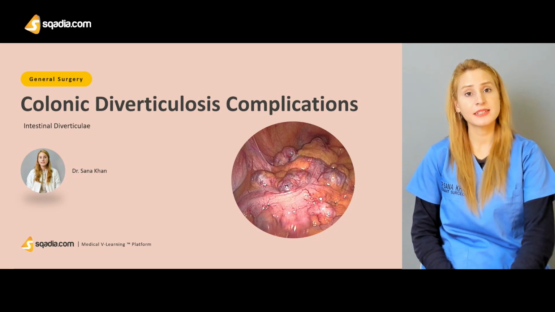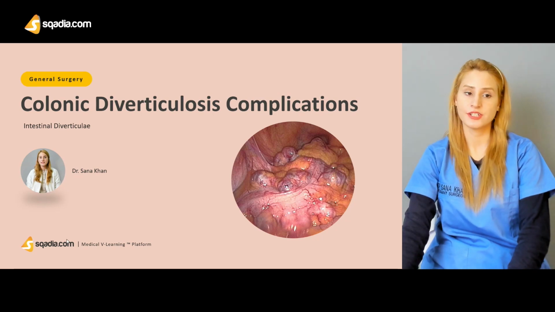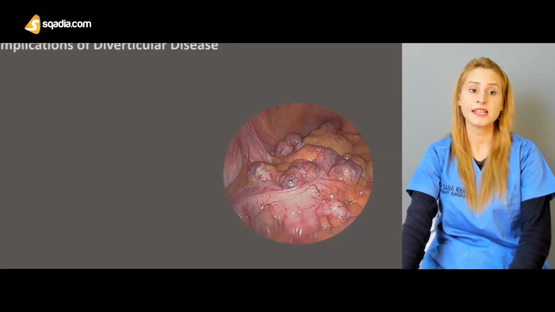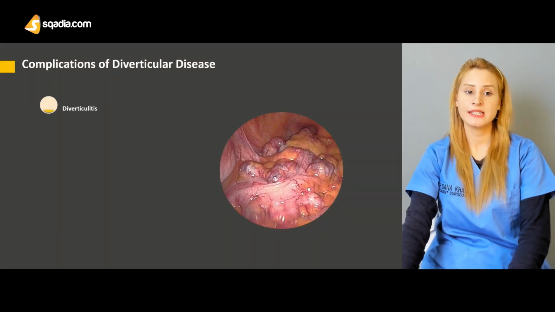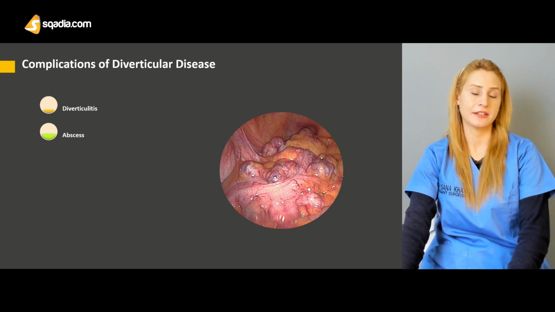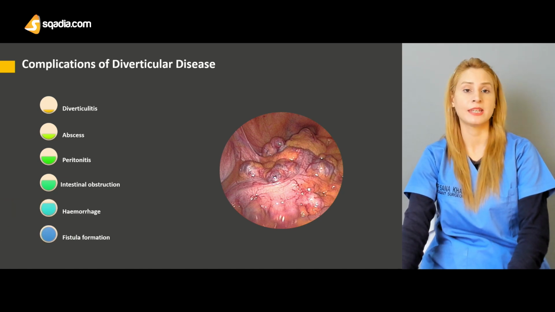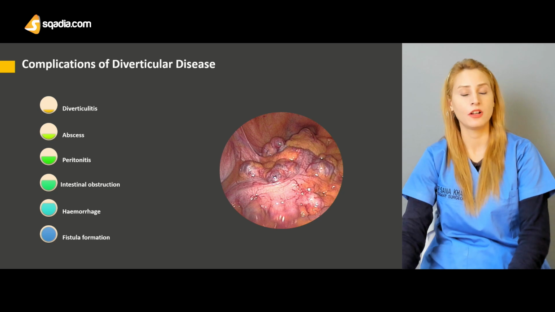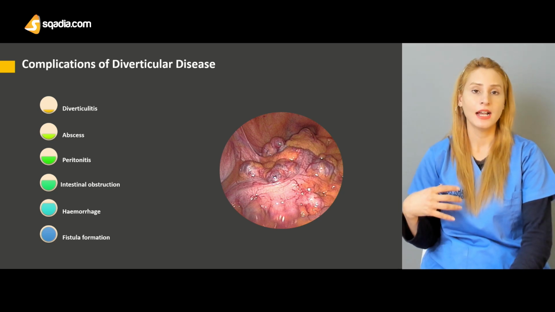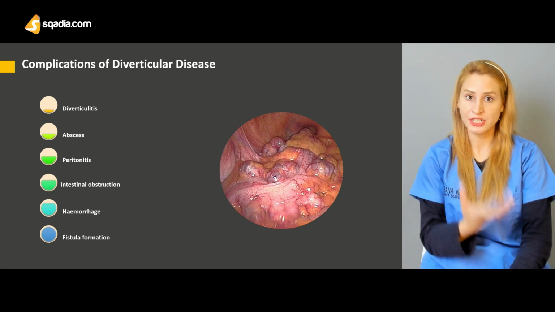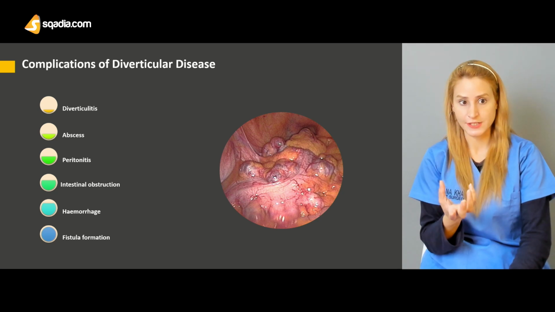There can be some complications associated with colonic diverticulosis. If we talk about these, there can be diverticulitis, abscess formation, localized or generalized peritonitis, intestinal obstruction, hemorrhage, or fistula formation. Almost all of the complications we already talked about in jejunal diverticula and Meckel's diverticula.